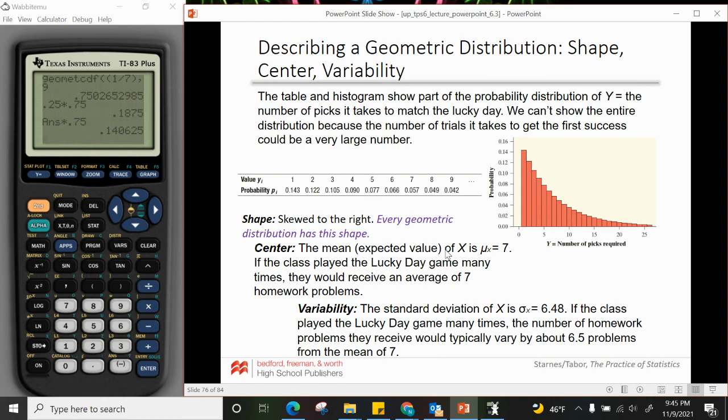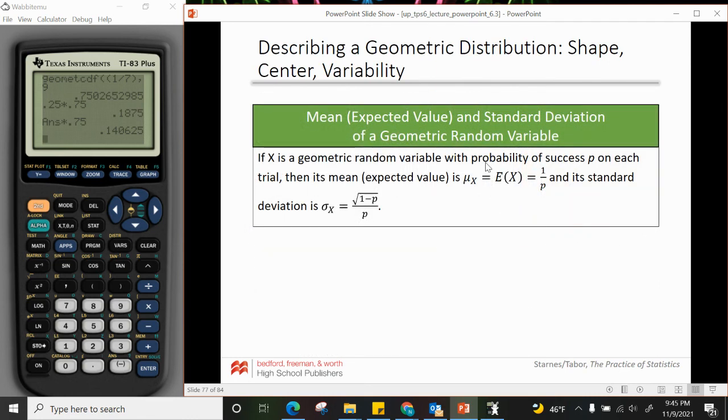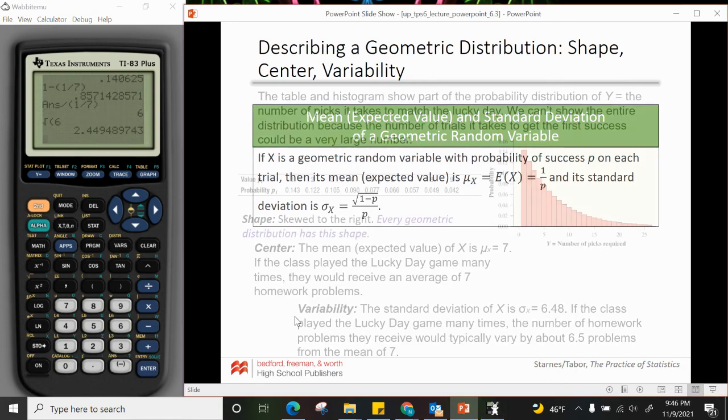So how did I get these numbers? Well, the expected value for a geometric distribution is always 1 over p. The probability of success was 1/7. So the expected value is 1 over 1/7, which is just 7. And then the standard deviation is here. So if I wanted to calculate this, it'd be 1 minus 1/7 divided by 1 divided by 7. And then square root, 6.2.44.